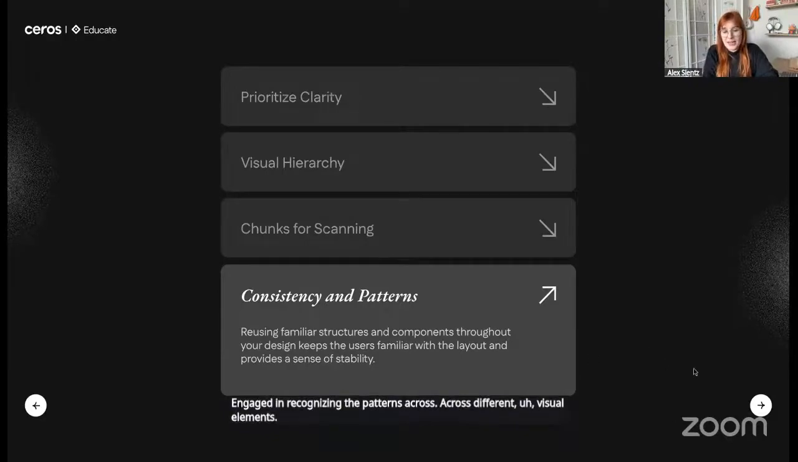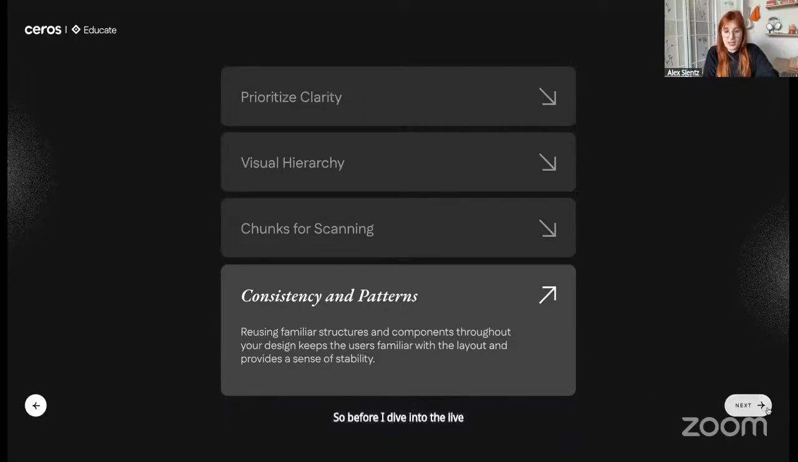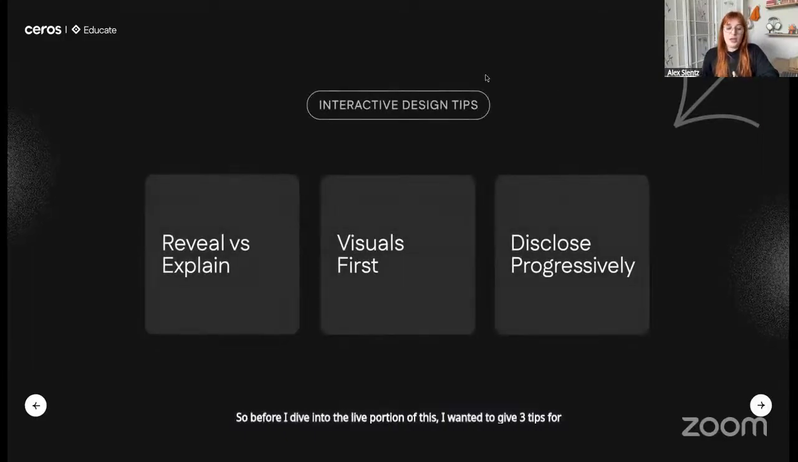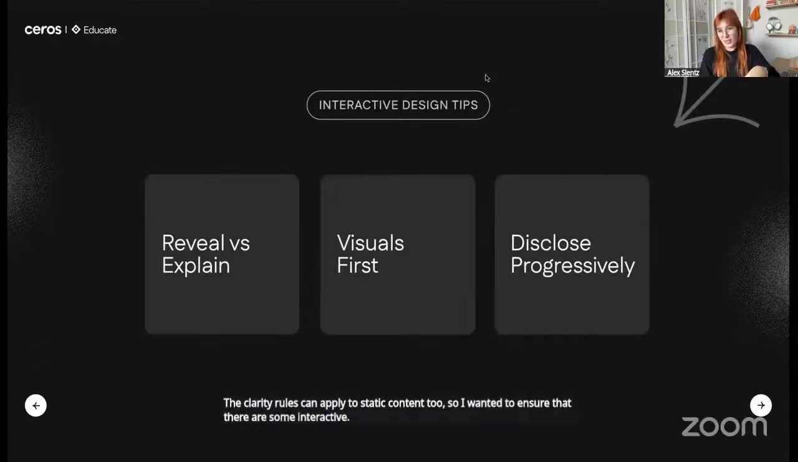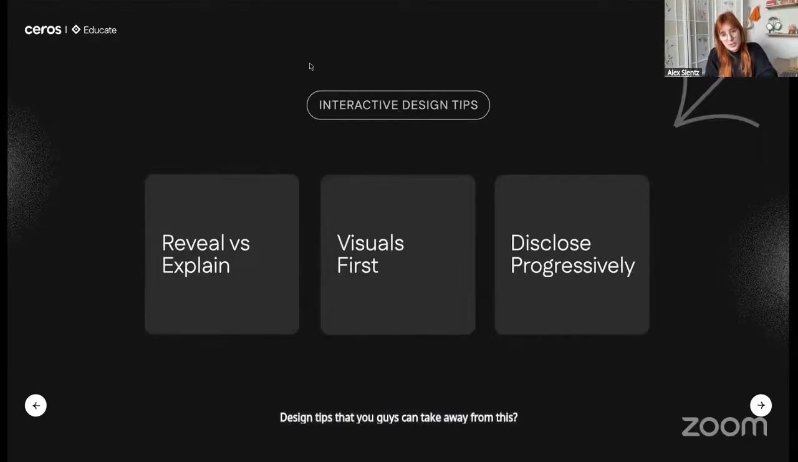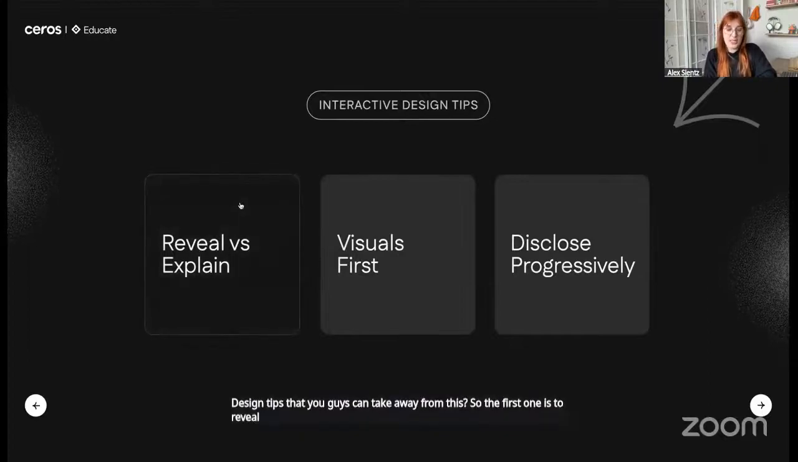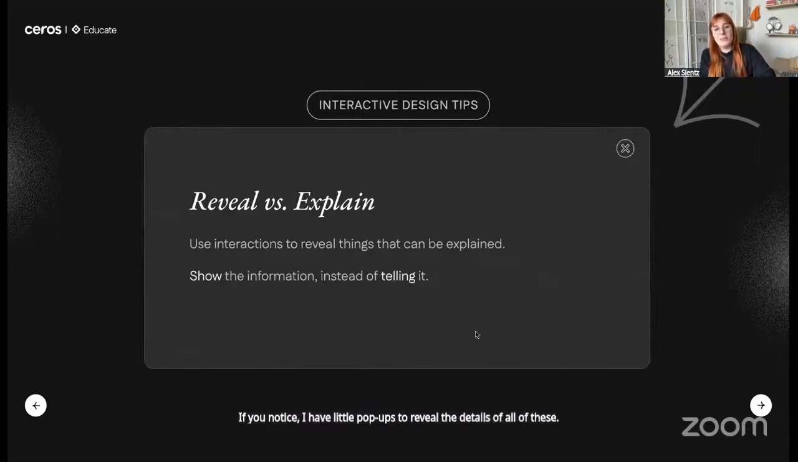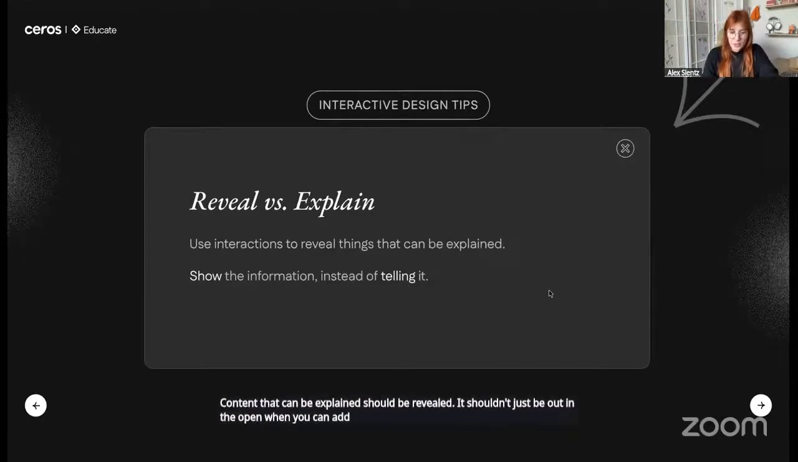So before I dive into the live portion of this, I wanted to give 3 tips for interactive design. The clarity rules can apply to static content too, so I wanted to ensure that there are some interactive design tips that you can take away from this. So the first one is to reveal versus explain. If you notice, I have little pop-ups to reveal the details of all of these. Content that can be explained should be revealed. It shouldn't just be out in the open when you can add interactivity to it.